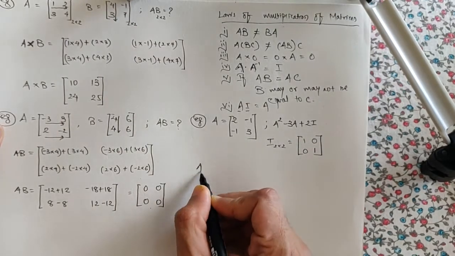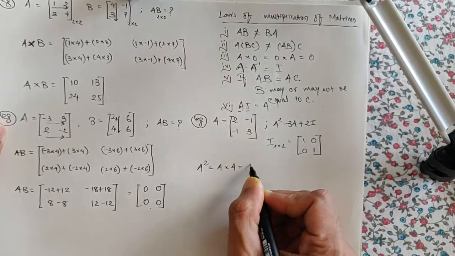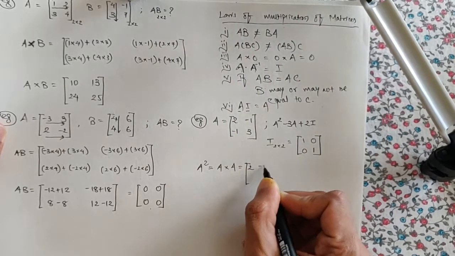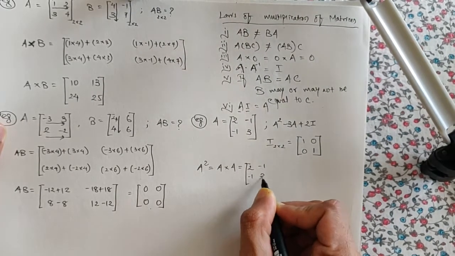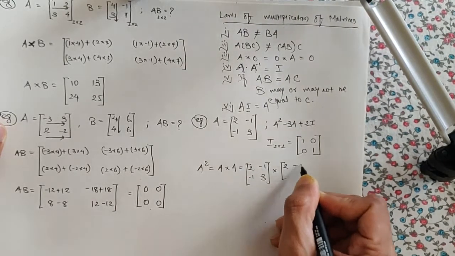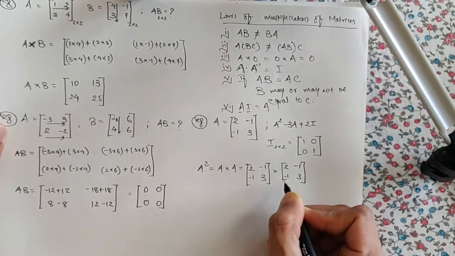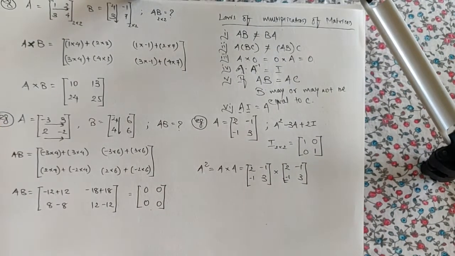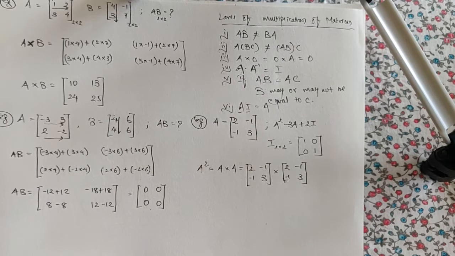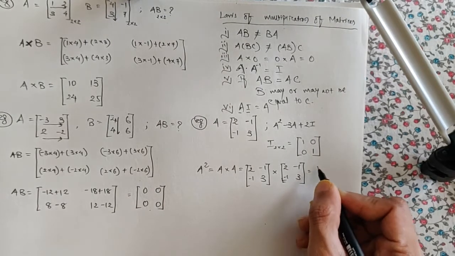First we will find the value of A square. A square is A multiplied by A, that is 2 minus 1 minus 1 3 multiplied by 2 minus 1 minus 1 3. Now you know the process for multiplication of matrices. You can find the answer by pausing the video. I will solve it here.